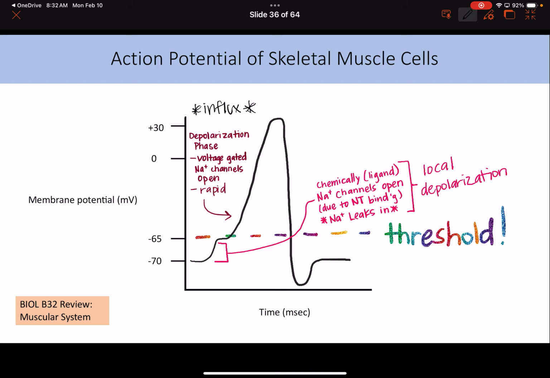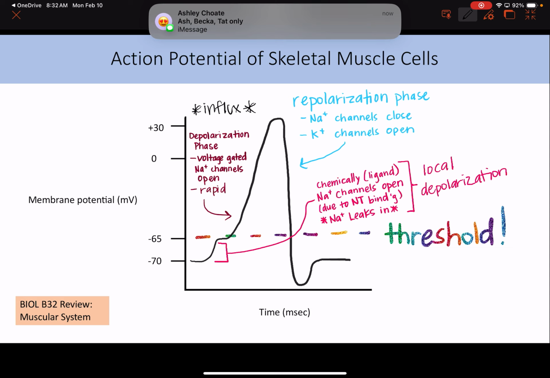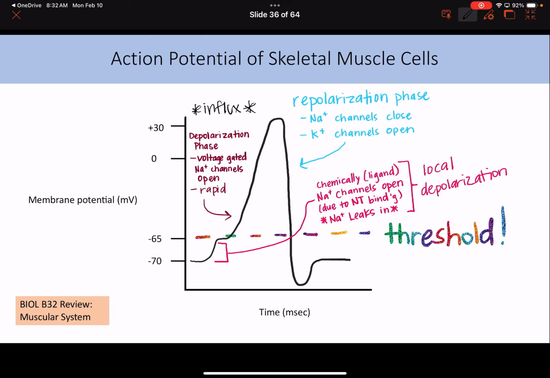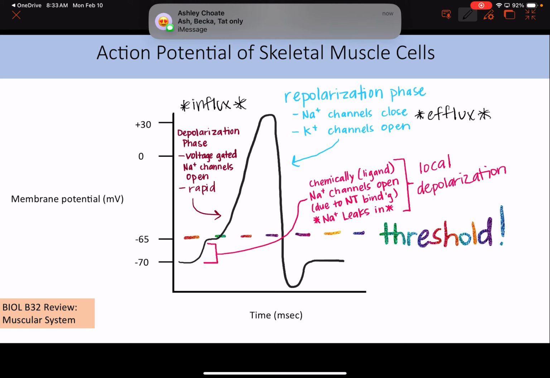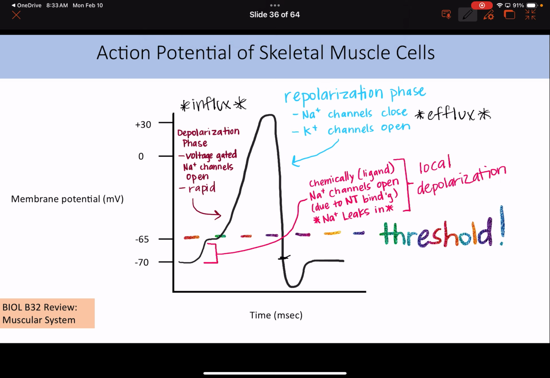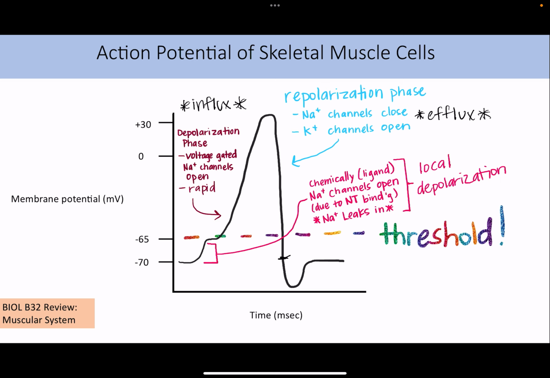Then once we reach the max of our action potential at about positive 30, we have the repolarization phase. We're going to switch from voltage-gated sodium channels to voltage-gated potassium channels. And in this case, the concentrations are flipped. We have lots of potassium on the inside, less on the outside, and that causes an efflux of potassium out of the cell. Now, once we get back to around our resting membrane potential, then we're going to have what's called the refractory period.